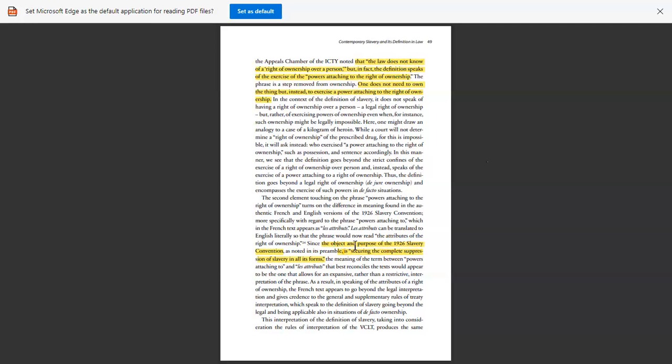Since the object and purpose of the 1926 Slavery Convention is securing the complete suppression of slavery in all of its forms, they didn't want to just define the terms back then. They wanted to secure the complete suppression of slavery in all of its forms, meaning the powers attaching to it. So the powers, again, would be control and possession, which are tantamount to demonstrating ownership. And the word de facto shows up here, it being applicable also in situations of de facto ownership.